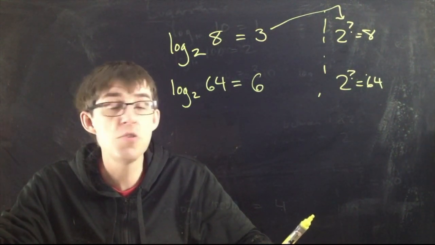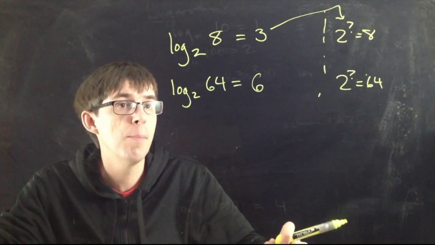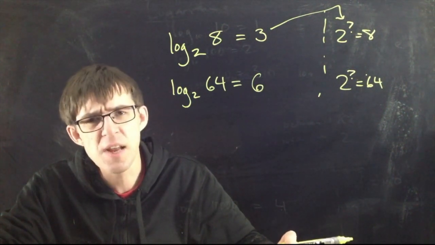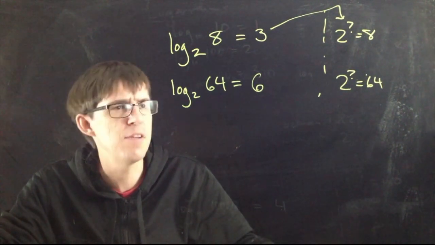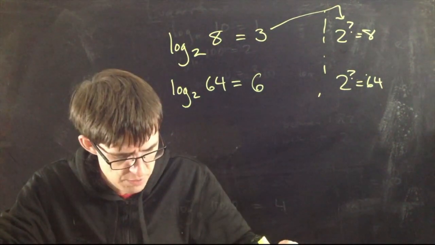The log base 2 is an important one. The log base 10 is actually not so important. It's called the common log, but that's only because you can kind of guess the values in your head. This is harder to guess the values in your head.